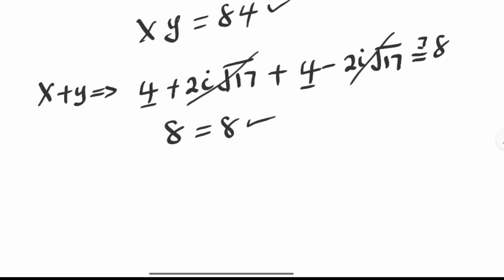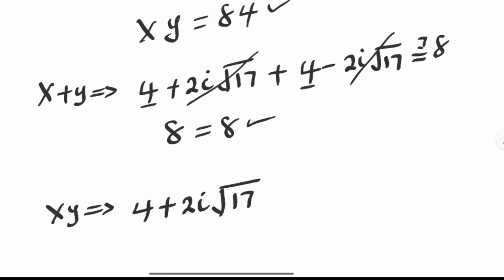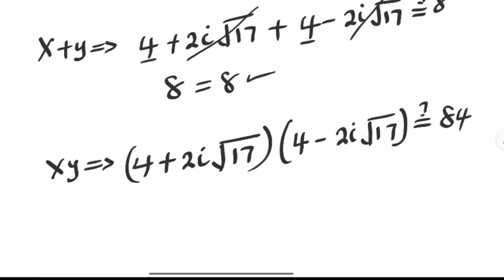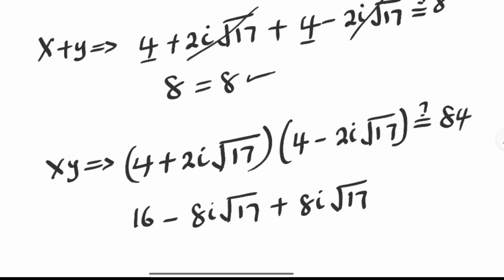Let us consider this. xy can be written as 4 plus 2i root 17 multiplied by 4 minus 2i root 17 must be equal to 84. 4 times 4, this is 16, minus 4 times 2i root 17, that is 8i root 17, plus 2i root 17 multiplied by 4, that is 8i root 17, minus 2i root 17 multiplied by 2i root 17.